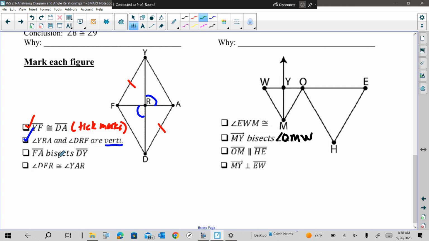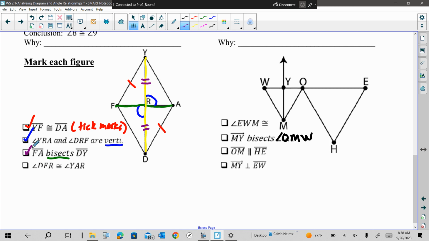Now it says FA bisects, that's the key word, DY. Here's my segment FA. So FA is the horizontal line. DY is the vertical line. FA is doing the cutting. So to show bisects, we're going to need tick marks between YR and RD. Now notice I put 2 tick marks because I already did a single tick mark. So when I add an additional tick mark, I need to now put 2.